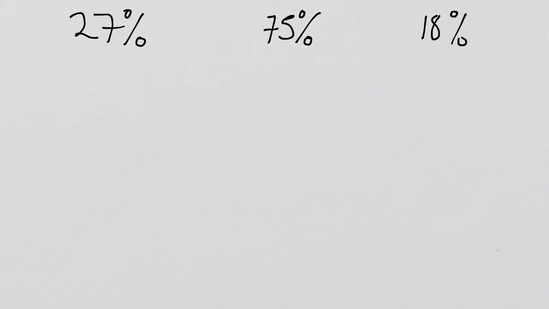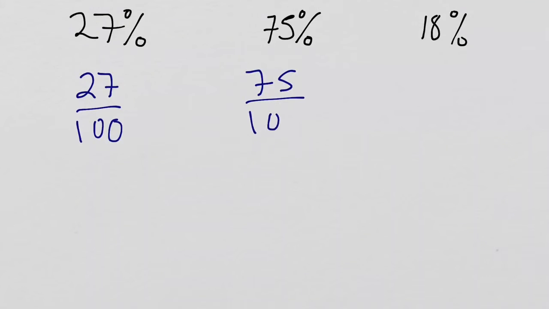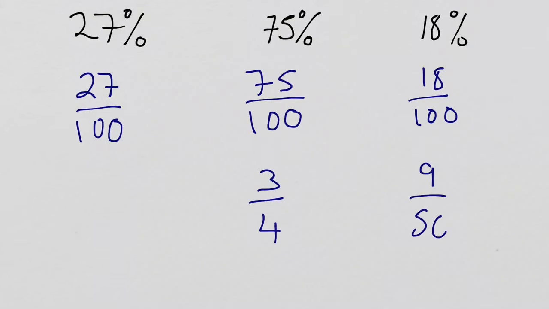Right, percentages to fractions. Well, percent just means out of 100, so the first fraction you write down is simply 27 out of 100, which doesn't simplify. Next one, 75 out of 100, which I can divide both of them by 25 and get 3 quarters. Finally, 18% is 18 out of 100, which I can divide both of them by 2 and get 9 out of 50.